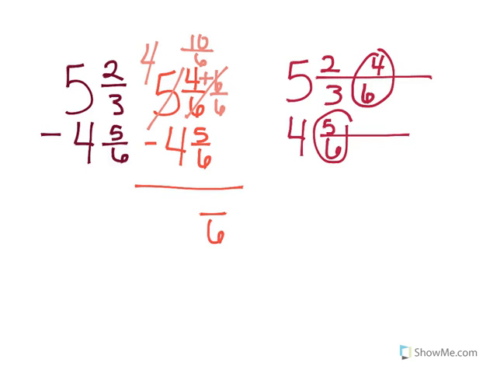So now I can subtract it. 10 minus 5 is 5. And we already knew our denominator was going to be 6. And 4 minus 4 is just 0. So my answer is just 5/6. Not too bad. Let's do another one.